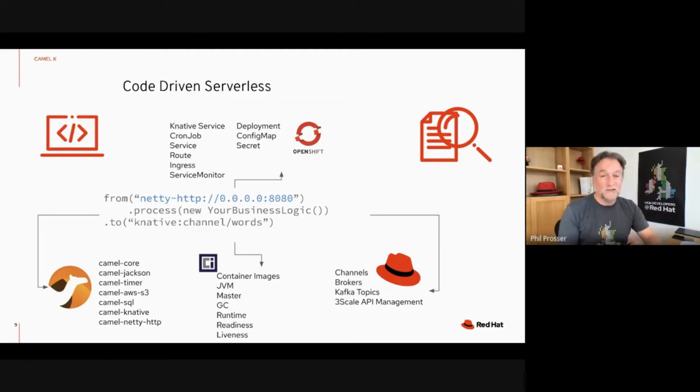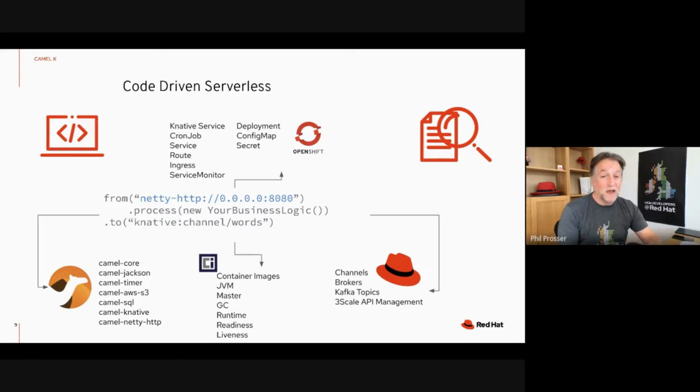So I literally, as we see in the middle there, write my integration. So I've got a simple REST DSL there, a REST-based function listening on netty at any address at 8080. I then do my business logic. And in this case, what I'm actually going to be doing is sending messages across Knative eventing into a particular channel. And then what happens behind the scenes is that operator does everything for me.